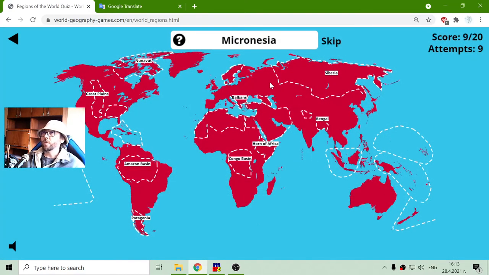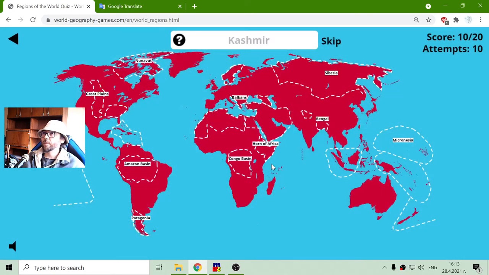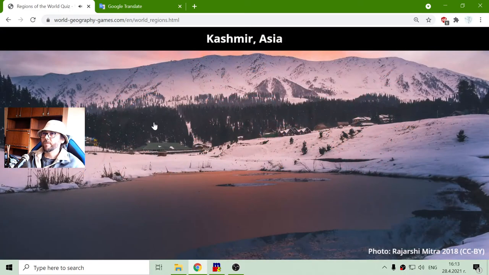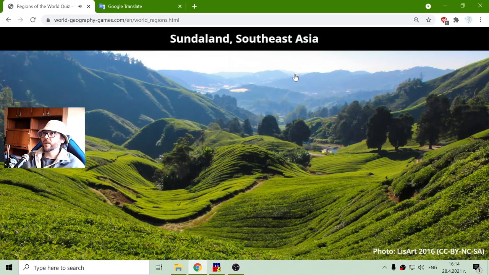Now we are going to Micronesia. This is in Oceania, a region of islands, very beautiful islands. Kashmir is a region above India. And Sundaland, there it is, Southeast Asia.